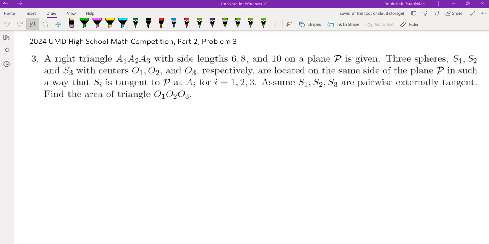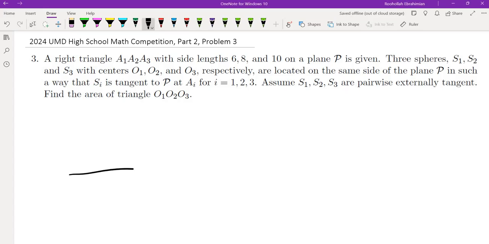A right triangle A1, A2, A3 with side lengths 6, 8, and 10 on a plane P is given. Three spheres S1, S2, and S3 with centers O1, O2, O3 respectively are located on the same side of the plane P in such a way that Si is tangent to P at Ai for i equals 1, 2, and 3. Assume S1, S2, S3 are pairwise externally tangent. Find the area of triangle O1, O2, O3.